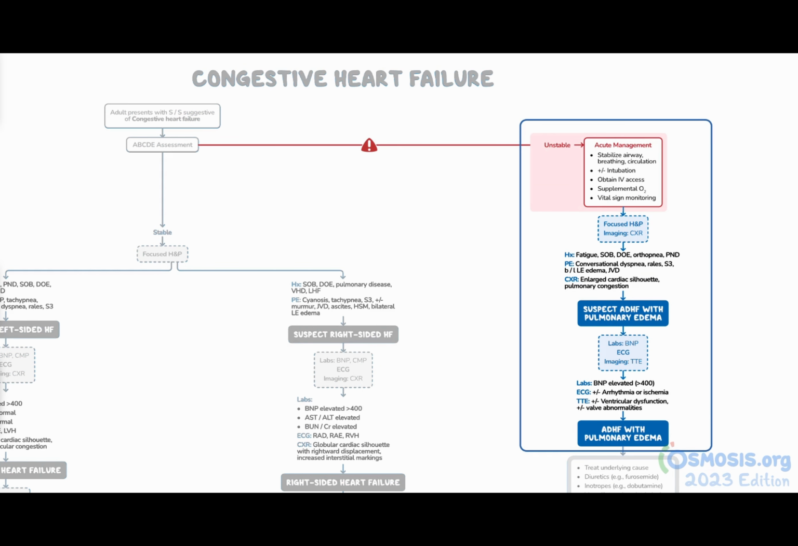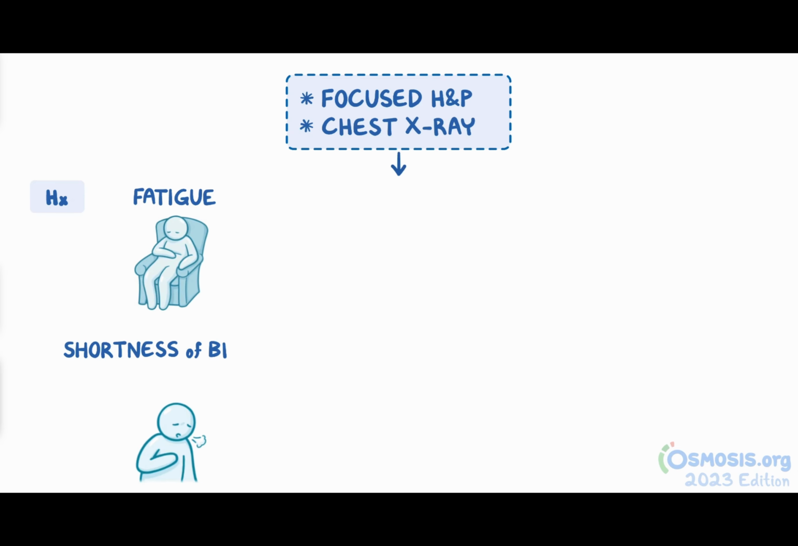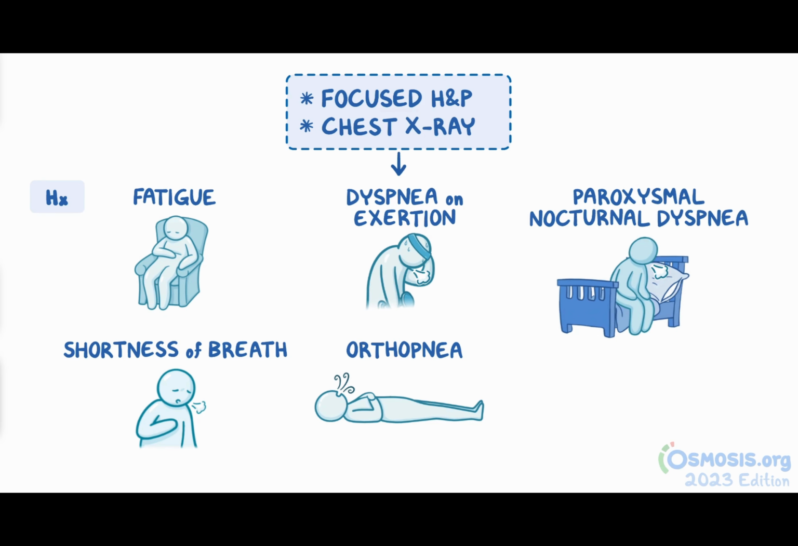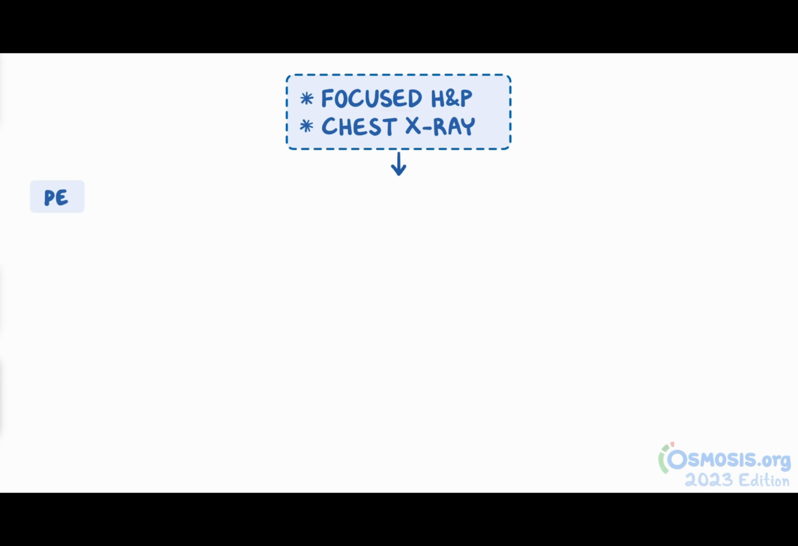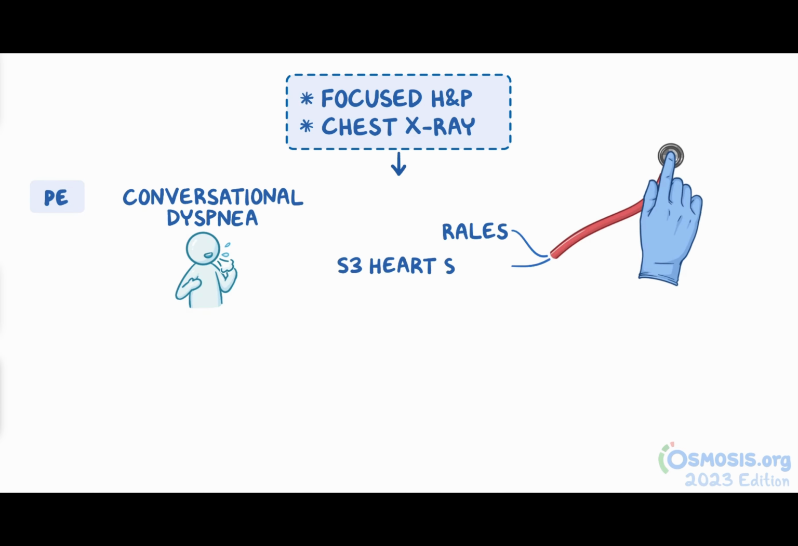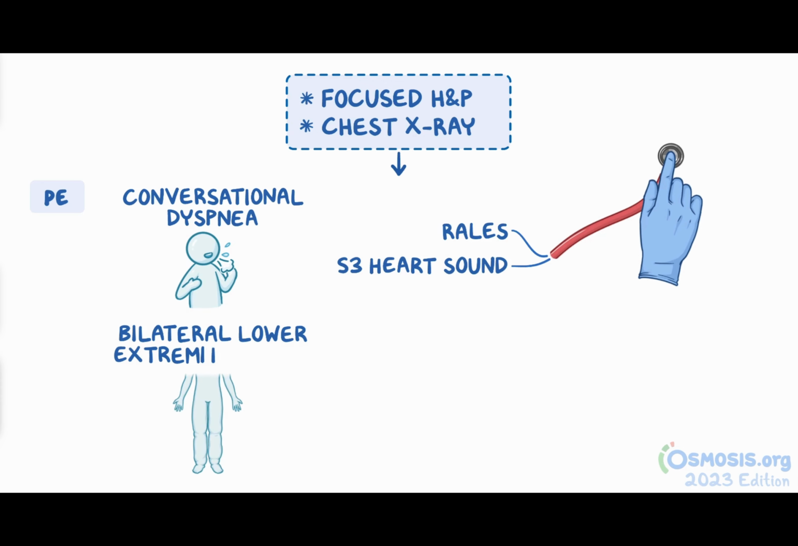Okay, now that you're done with acute management, obtain a focused history and physical exam and order imaging like chest x-ray. History typically reveals fatigue, shortness of breath, dyspnea on exertion, orthopnea, and paroxysmal nocturnal dyspnea. On the flip side, a physical exam commonly reveals conversational dyspnea, rales, S3 heart sound, bilateral lower extremity edema, and jugular venous distension.